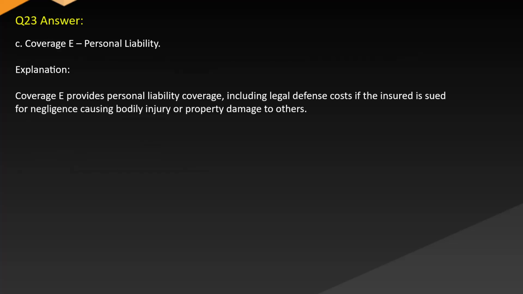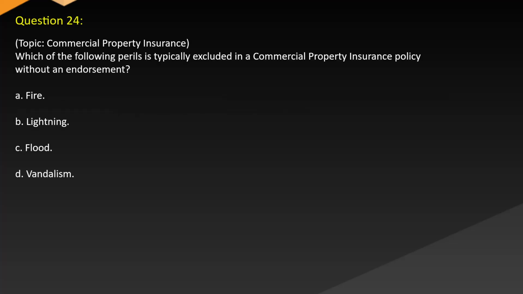Answer: C. Coverage E, Personal liability. Explanation: Coverage E provides personal liability coverage, including legal defense costs if the insured is sued for negligence causing bodily injury or property damage to others. Question 24. Topic: Commercial property insurance.